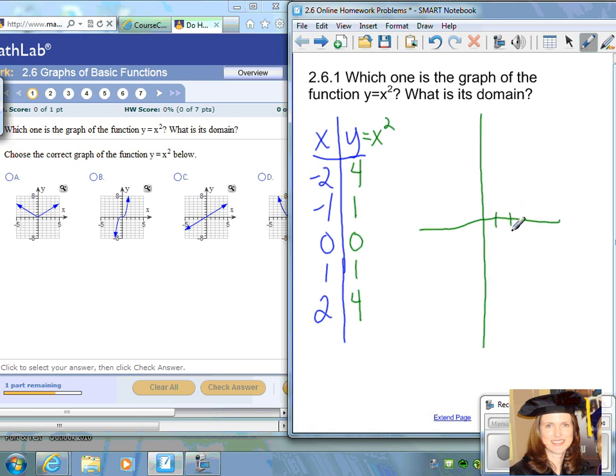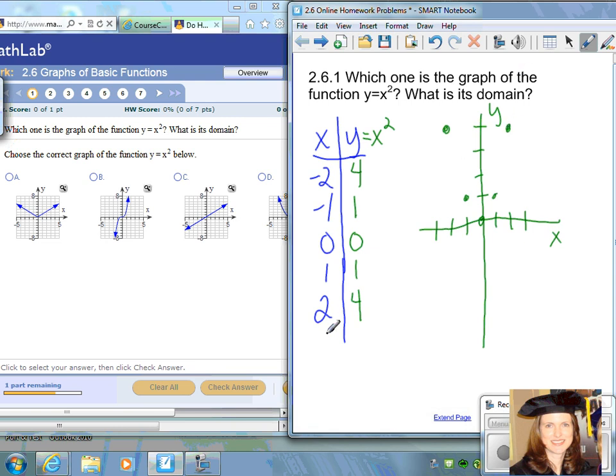Graph paper helps here. And it also helps to clearly label your graph. These are your x values and your y values. 1, 2, 3, 4. And plot the points. -2 up 4. -1 up 1. 0, 0, 1, 1, and 2, 4.